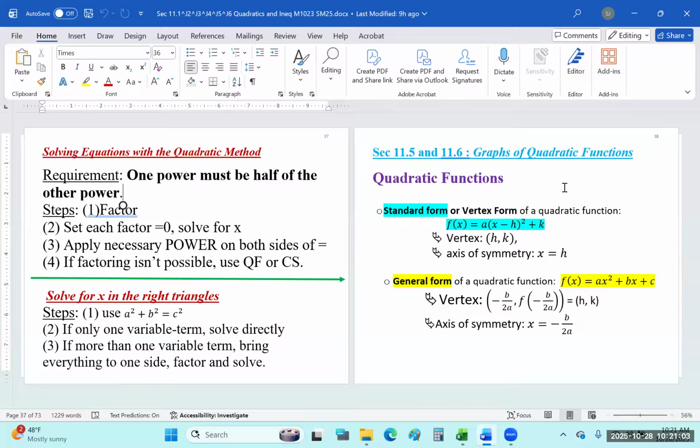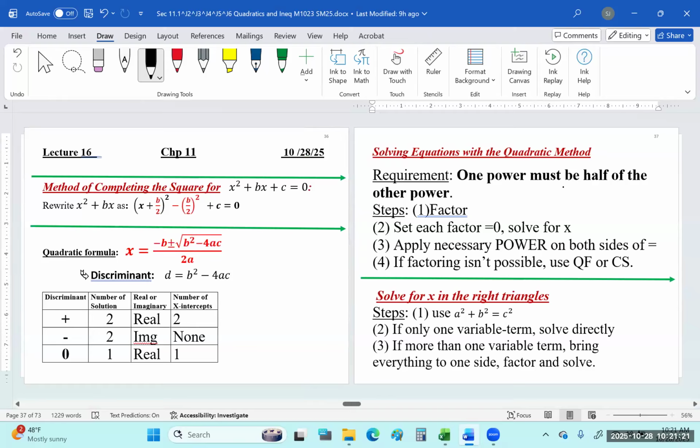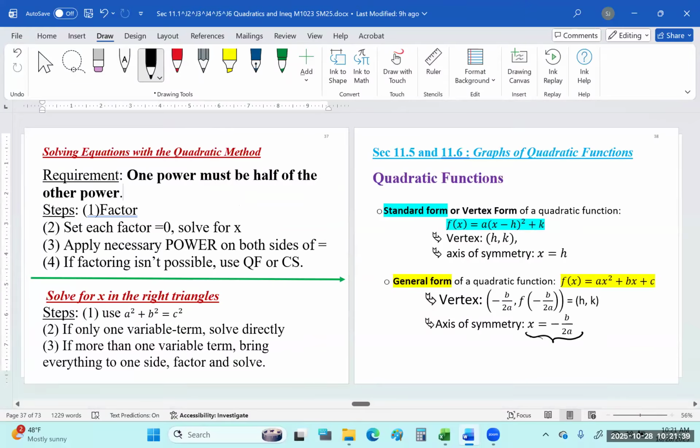In general form, we don't see the vertex directly, so we have to use a formula. The formula for the x value of the vertex is x equals negative b over 2a. You may wonder where we got this. This is actually from the quadratic formula. In the quadratic formula, if you erase the discriminant, you have negative b on the top, 2a on the bottom. That's the x value of the vertex.